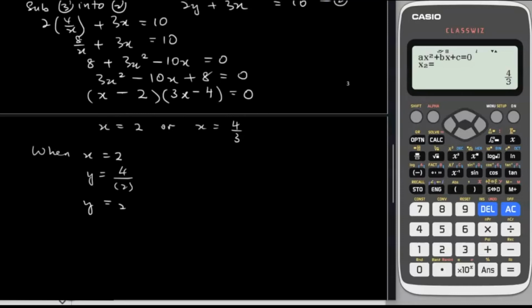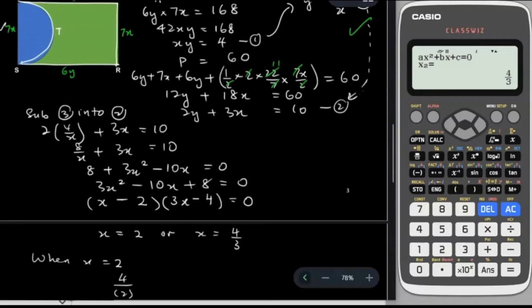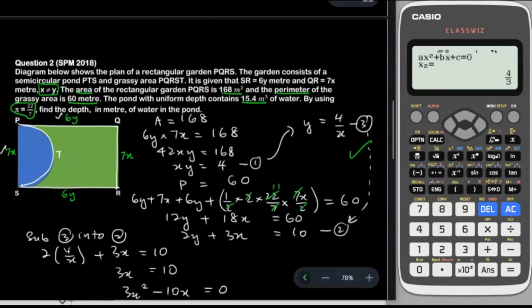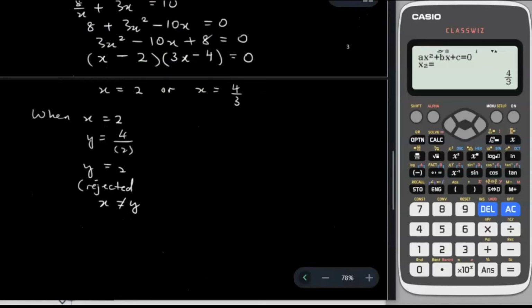So this one will be rejected. Why? Because x cannot be equals to y as stated in the question. Let's go back to the question and double check. So can you see over here, so x is not equals to y, so we have to reject that answer. So now we're going to find the another y value, when x is 4 over 3.